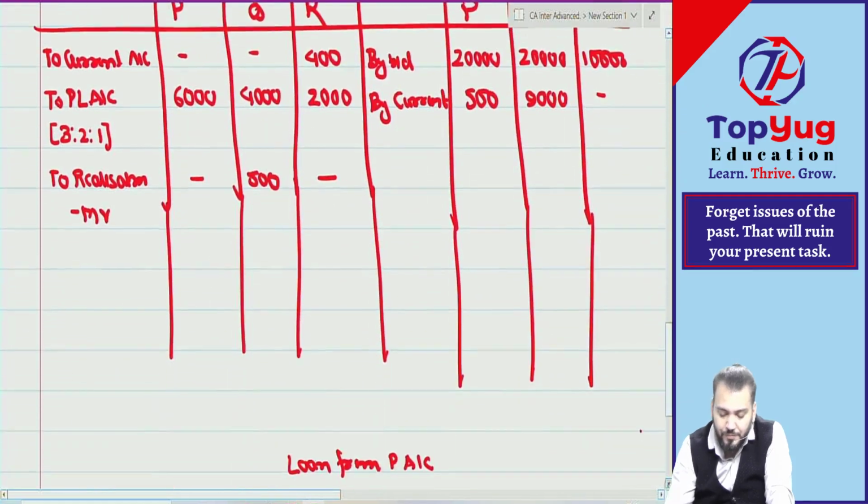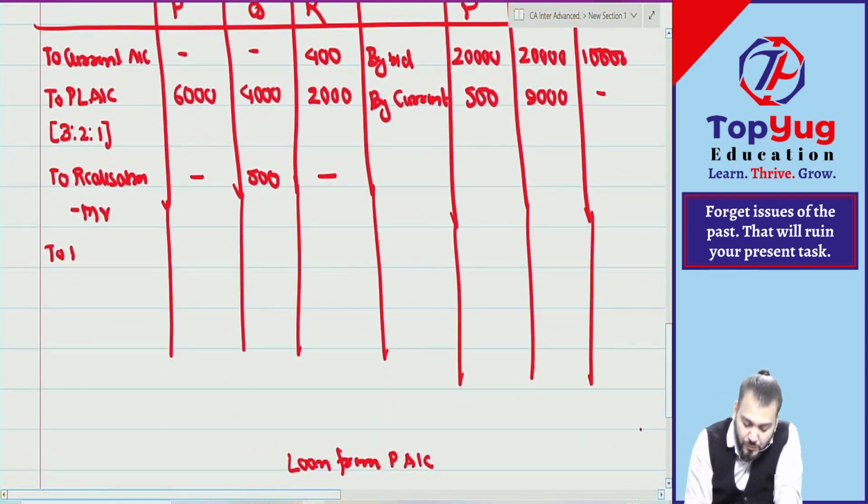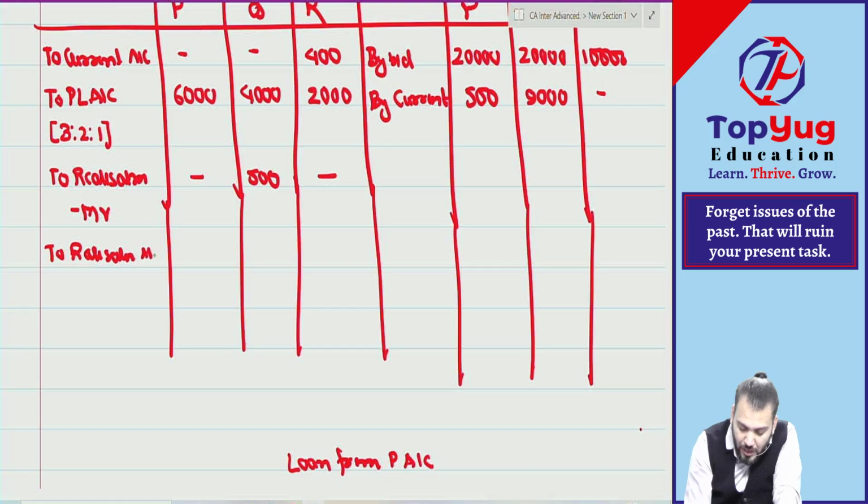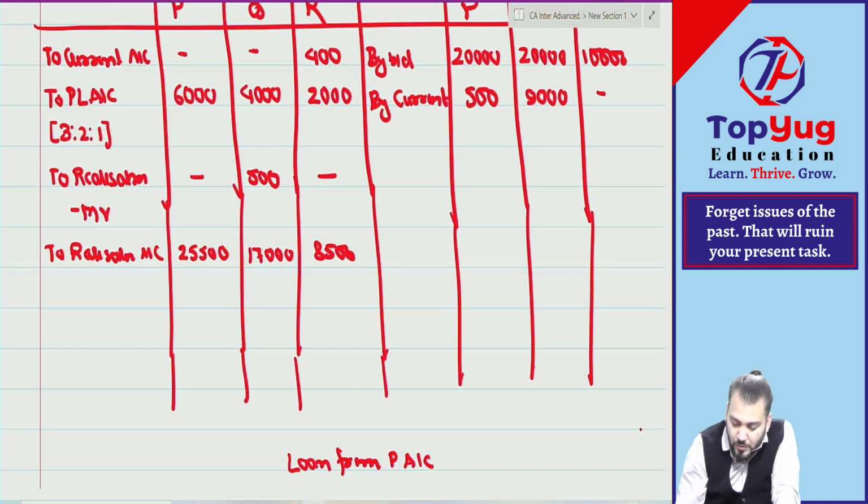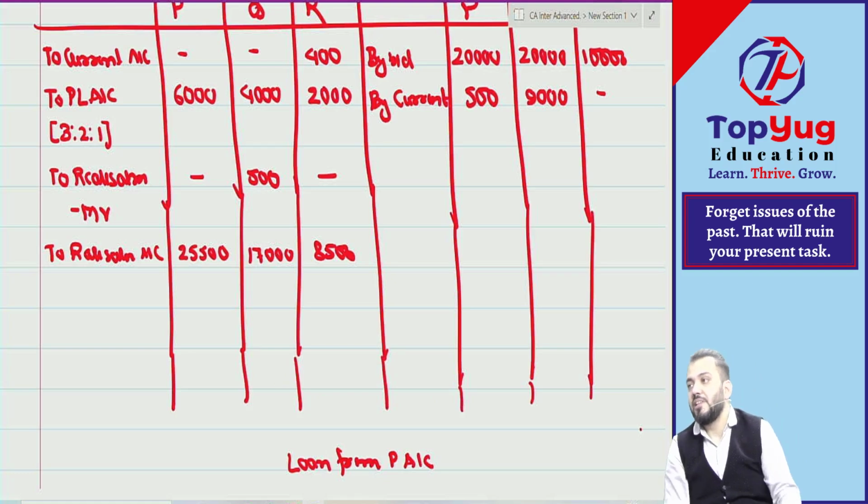This is transferred to realization account: 25,500, 17,000, 8,500. Done. Now coming to the last step. Only in the last step we need to be careful whenever there is insolvency. Correct.